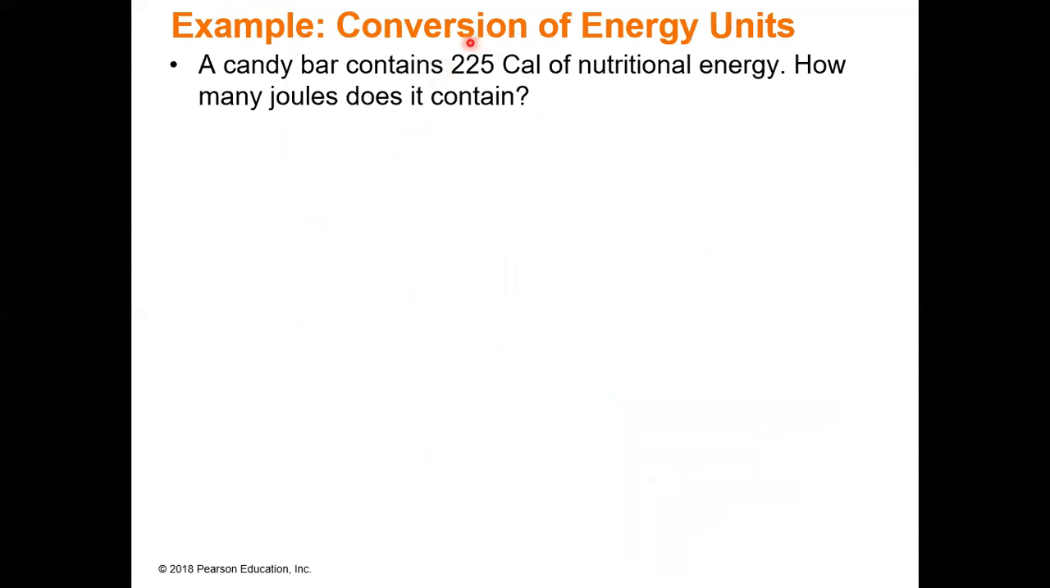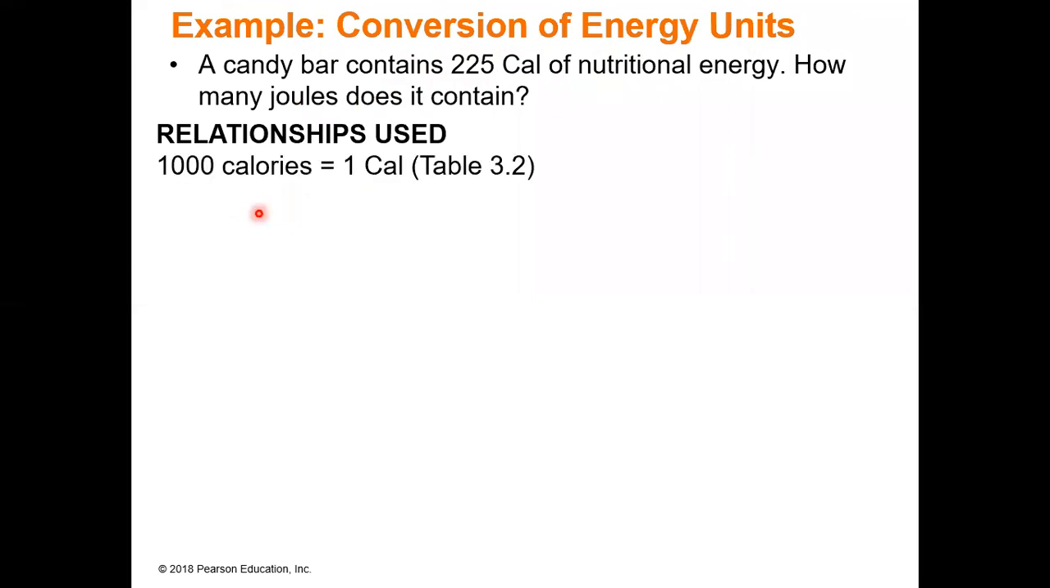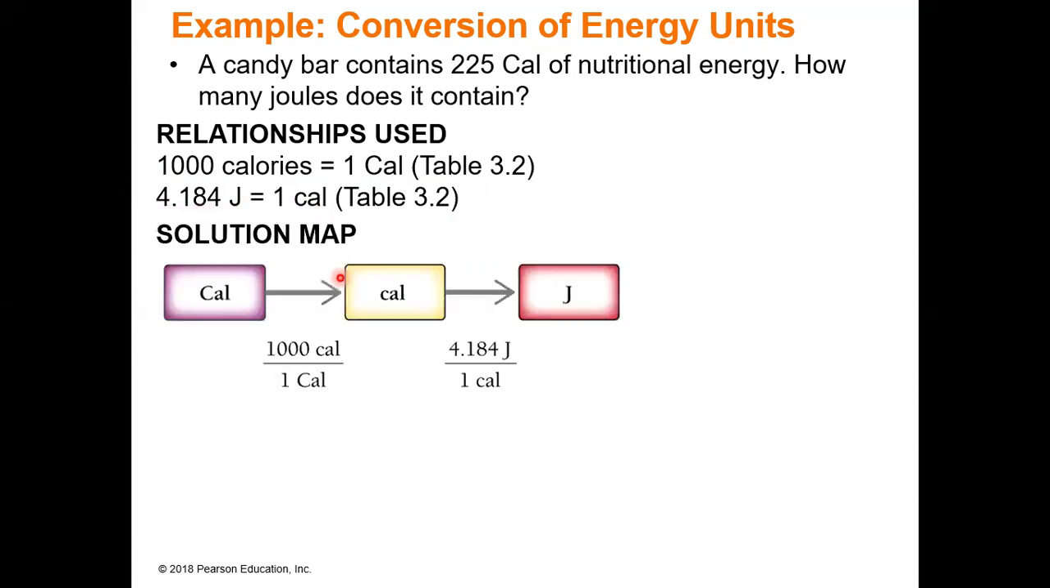Example, conversion of energy units. A candy bar contains 225 capital C Calories of nutritional energy. How many joules does it contain? The relationships used will be 1 Calorie, or 1,000 small calories, equals 1 capital C Calorie, and 1 small calorie is 4.184 joules. So therefore, we will have this solution map.